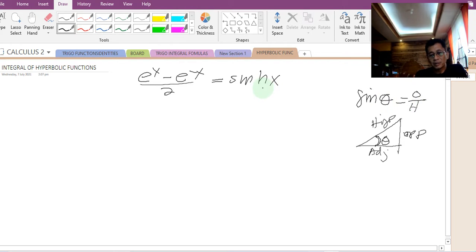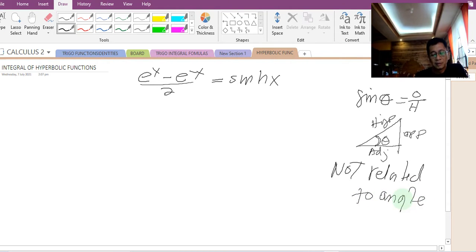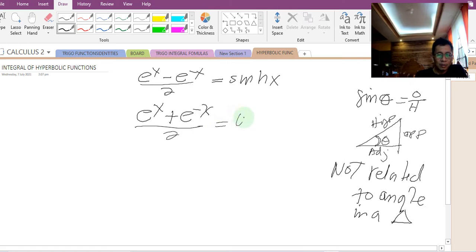But the hyperbolic function is not related to an angle in a triangle. So it is different. It is an expression: e to the x minus e to the negative x divided by 2. Just remember that you can use this one or you can use this, since the result is the same. And then there is another expression, e to the x plus e to the negative x over 2. This is equal to the cosine of hyperbolic x.